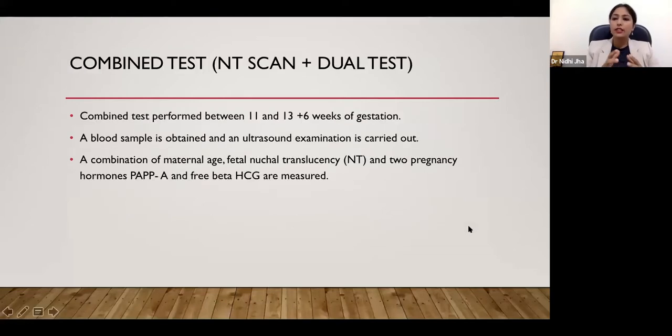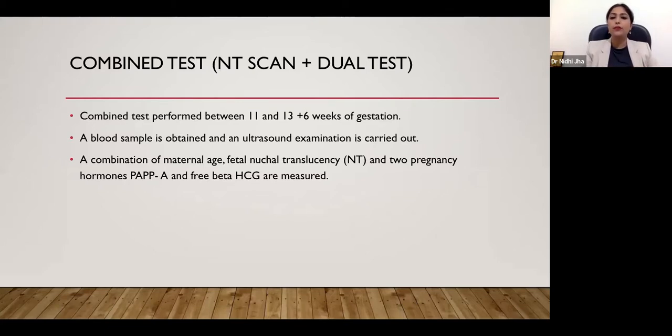The combined test. What is the combined test? This is what we do for almost all the patients. Why do I say almost all the patients? Because most of my patients are infertility patients who have undergone ART, so they are a relatively older age group compared to the spontaneous conception ones. The combined test is the NT scan with the dual marker test.